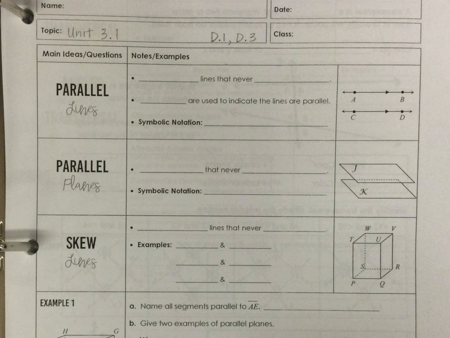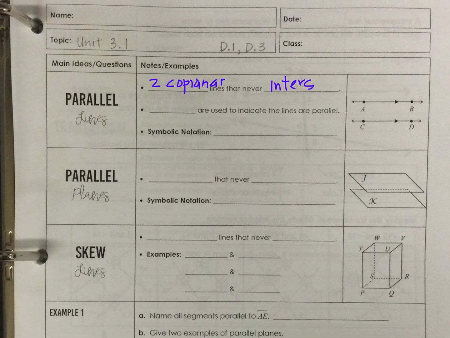These are your 3-1 notes. Parallel lines are two coplanar lines. So that means two lines that are on the same plane that never intersect, I-N-T-E-R-S-E-C-T, or touch.